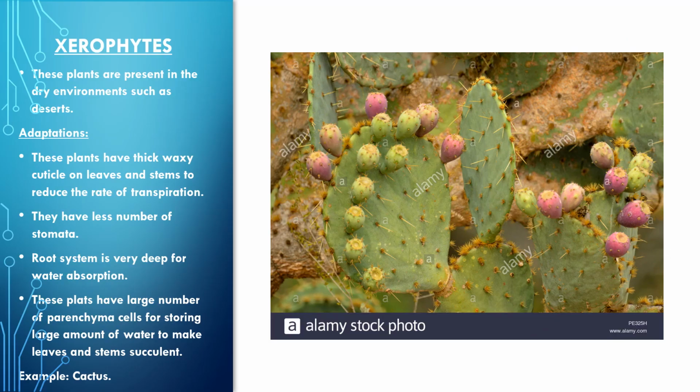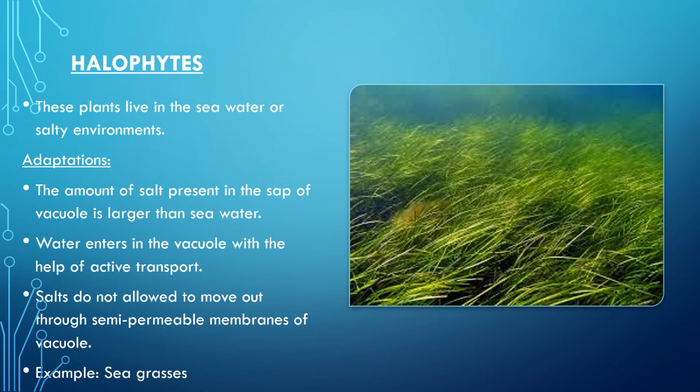Xerophytic plants are present in dry environments such as deserts. Adaptations. These plants have a thick waxy cuticle on leaves and stems to reduce the rate of transpiration. They have fewer stomata. The root system is very deep for water absorption. These plants have a large number of parenchyma cells for storing a large amount of water to make leaves and stems succulent. An example is the cactus. You can see the diagram of the cactus plant.